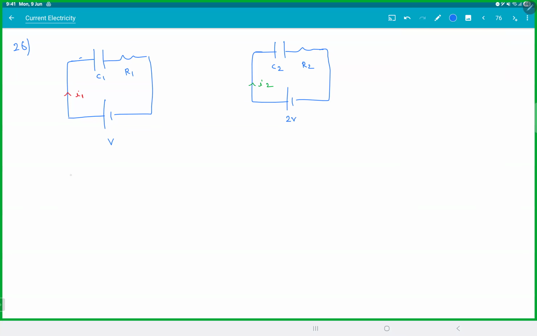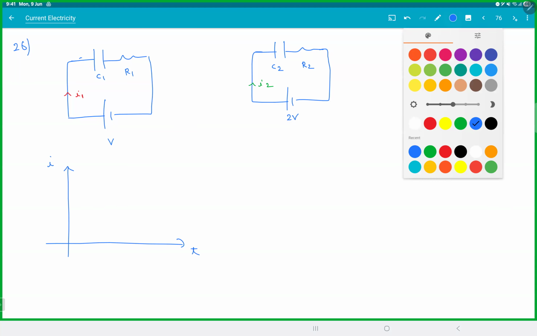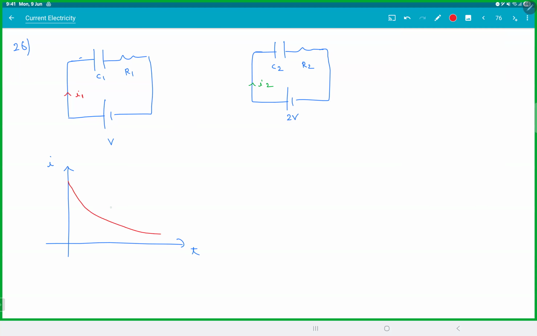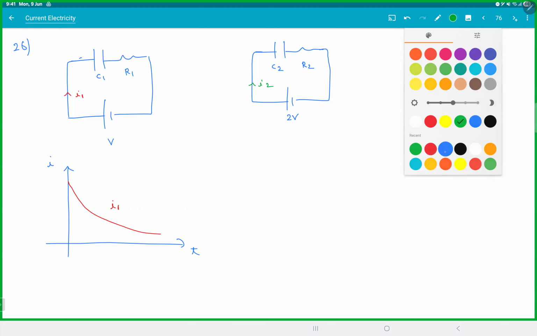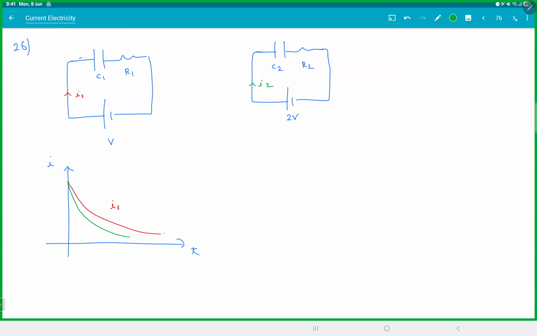So we have two RC charging circuits, and someone has given a graph like this. The batteries are V and 2V, with resistances R1, R2 and capacitors C1, C2. When you plot I versus t graphs, this is the I1 graph and this is the I2 graph. Both the graphs start from the same point. So using this data, compare C1, C2, R1, R2. Greater, equal, less, whatever. This will be a pretty good mains question.